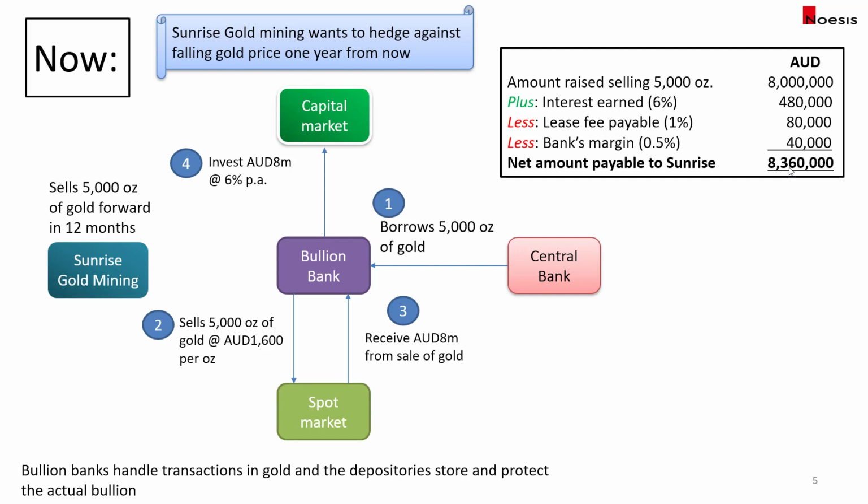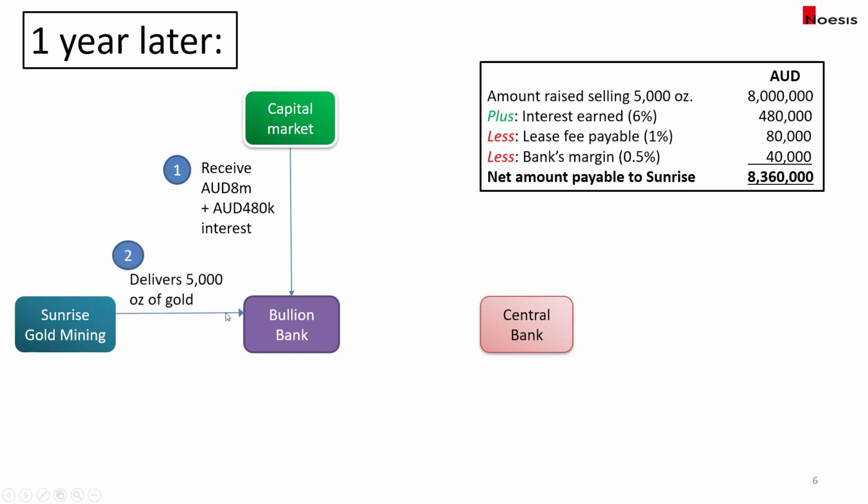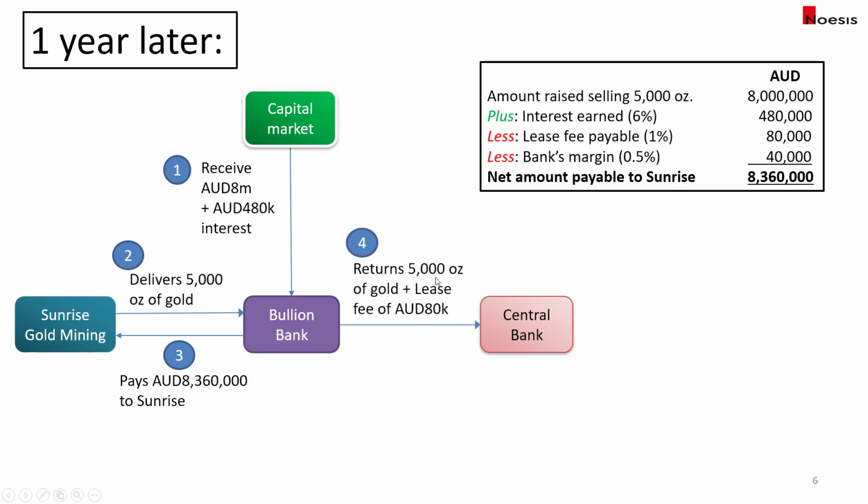And this amount is already known to Sunrise today. Assuming that 1 year later, if everything goes well, there's no counterparty risk or default, the bullion bank will receive the principal amount, $8 million, plus the interest of 480,000 from the capital market. Sunrise Gold Mining will then deliver 5,000 ounces of gold to the bullion bank and receive a payment of 8.36 million Aussie dollars, which is the amount guaranteed from the inception. And the bullion bank will then deliver 5,000 ounces of gold to the central bank, plus the lease fee of 80,000 Aussie dollars. So that ends the transaction.